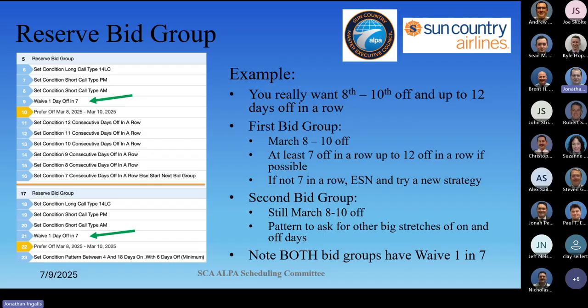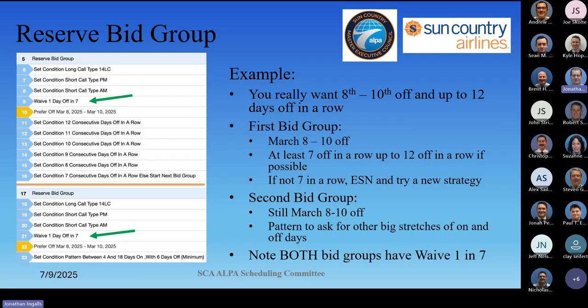So we set up a bid in line 5 there, reserve bid group saying set condition long call. That's my first choice. If I can't get long call, give me PM. Can't give me PM, give me AM. Not even bidding for red eye. I'm willing to waive my 1 off in 7. That's critical to get what we're trying to achieve here. I want the 8th to the 10th off, and then I'd like 12 days off. If you can't give me that, give me 11 in a row. Give me 10 in a row, 9, 8, 7. If you can't give me 7 days off in a row, start the next bid group.